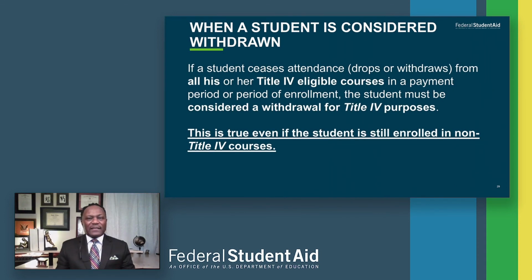When a student is considered withdrawn, it is important to note that schools must be acutely aware of which courses are Title IV eligible and which ones are not. Here we have just one of the reasons as to why, and that is if a student drops all of his or her Title IV eligible courses but remains enrolled in a non-Title IV course, the student is considered withdrawn and an R2T4 calculation must be done.